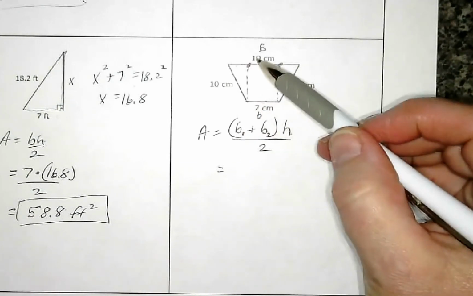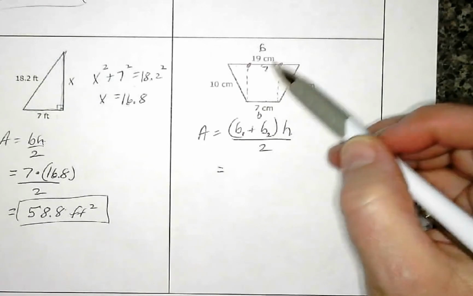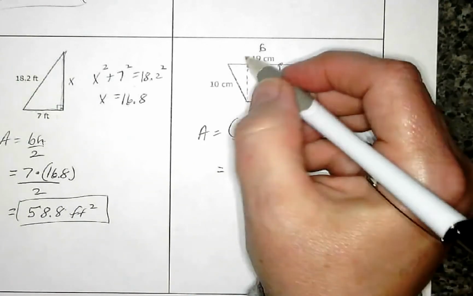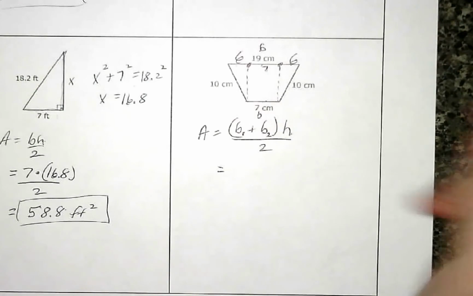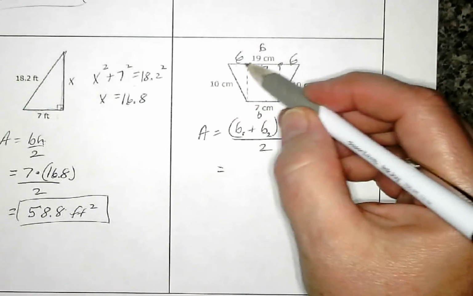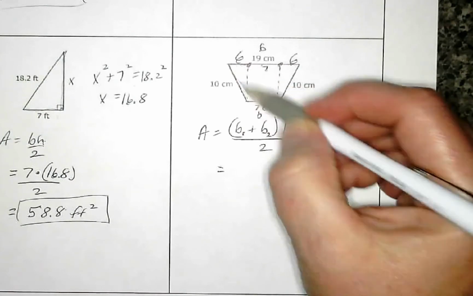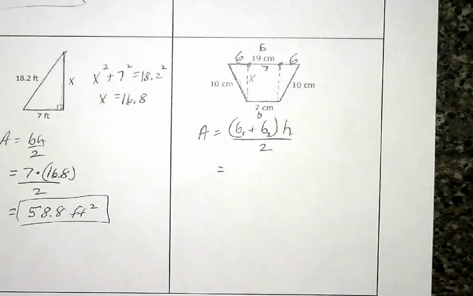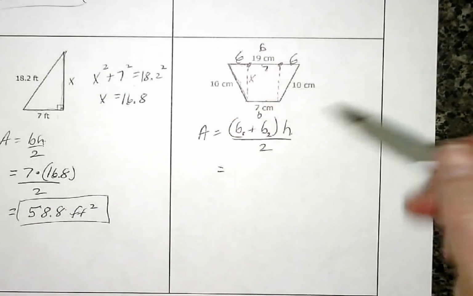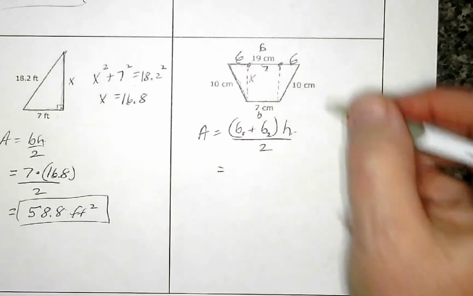19 minus 7 gives me 12. That 12 will be divided equally between each side. So that's going to be 6 and that's going to be 6. Now why do I do that? Because that's going to give me this side of the triangle. I know this side, the hypotenuse is 10. If I can find this, I'll put an X there. If I can find that, then I'll know the height of my trapezoid and I can solve it for the area.